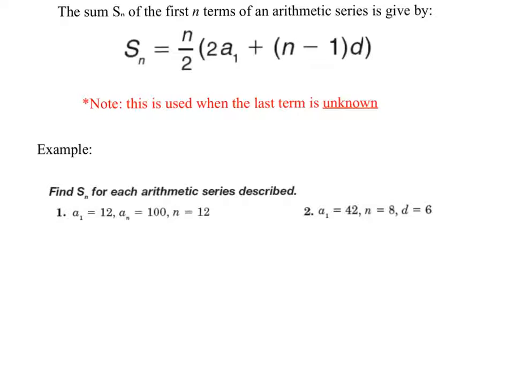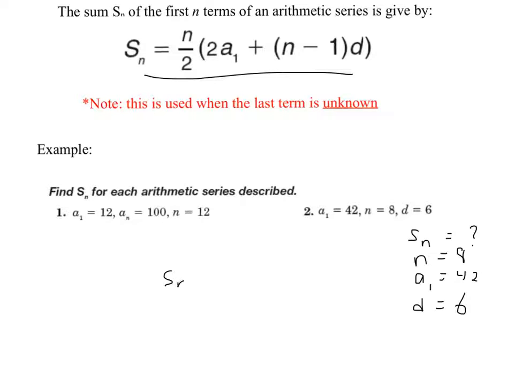Okay, so let's go ahead and practice this one a little bit and see just how it's all going to work out. First things first, I know which formula I'm going to use. So since I know the formula, I'm going to write down the parts of that. First of all, we have s sub n, n, a sub 1, and d. Okay, so let's write down each of those parts. s sub n, I don't know. a sub 1 is 42. n is 8, and d is 6. Now, we're just going to plug those parts right up into there.